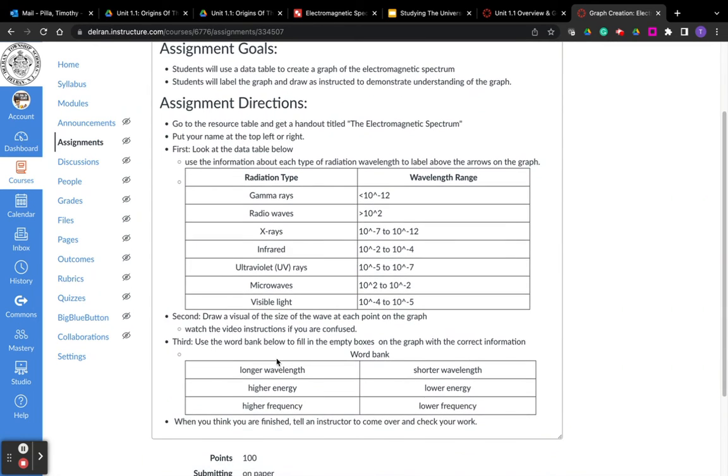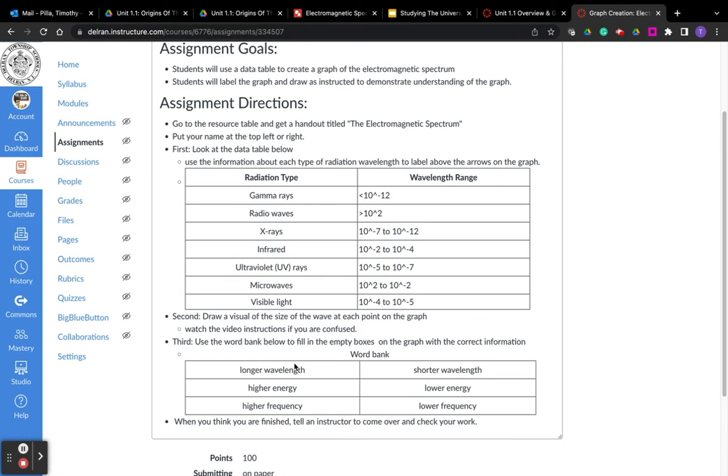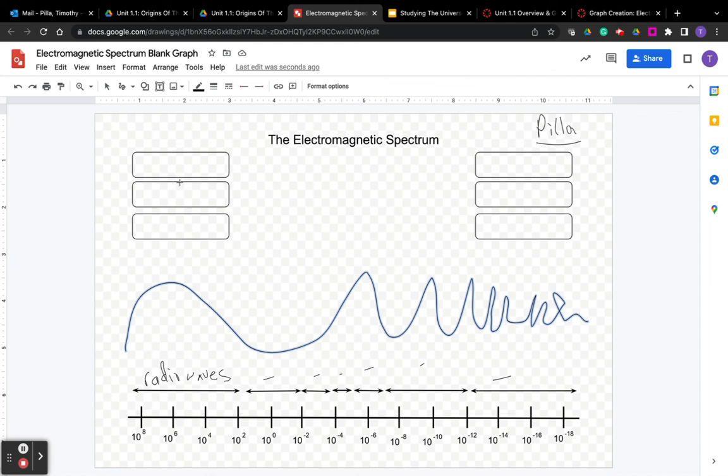Now the last thing is, as you can see on the graph, we have 6 blank spots. There's 3 on this side of the graph and 3 on this side. What I want you to do is, using your notes and the knowledge that you have gained over the past 2 days, I want you to tell me some characteristics of that side of the graph. Which side of the graph has a longer wavelength? Which side has a shorter wavelength? Which side has higher frequency? Which side has lower energy? So you want to use these word bank words to fill in these boxes. If you have questions, just ask.